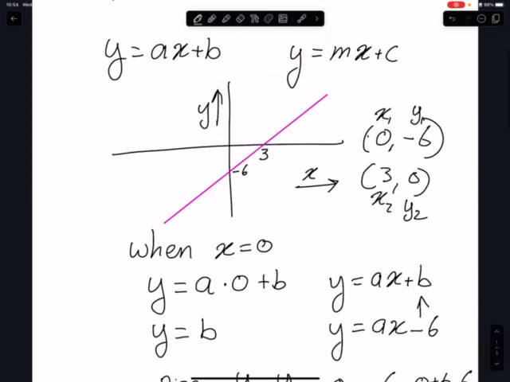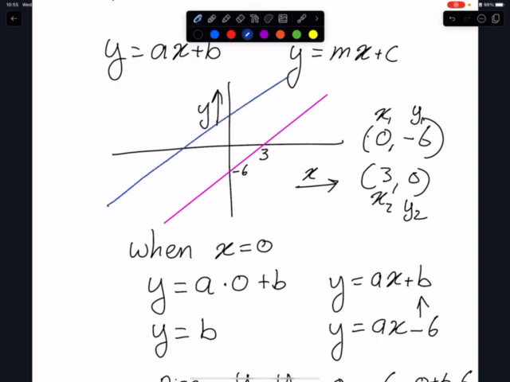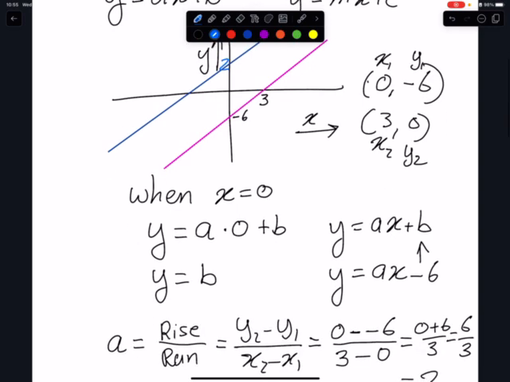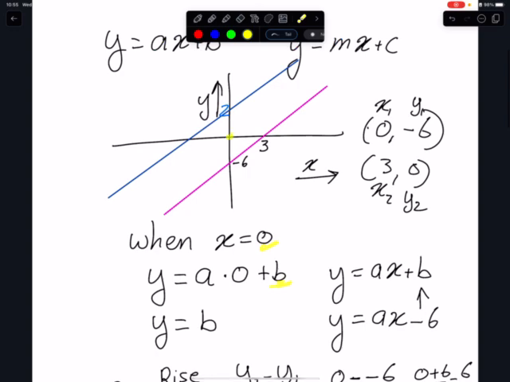So, you have a gradient, hellingsgetal, een derde. En het gaat door coördinaat 0,2. Dus mijn b is 2. Correct. So, how do I find my b? When x is 0. At 0, where is it? 2. So what is the equation?